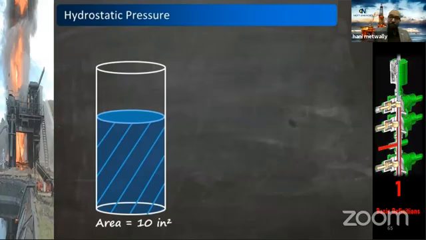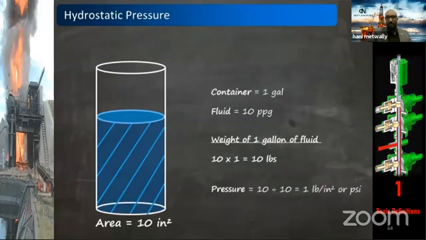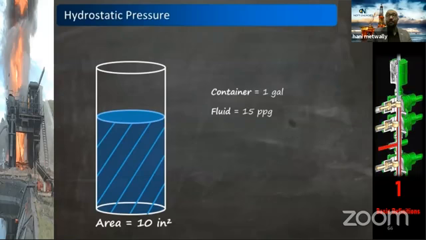Okay, we have another example. Remember, first example, we have fluid density 10 ppg. Let's talk about fluid density 15 ppg. So in this case, we increased the fluid density. We need to learn what is the effect of the increasing of the fluid density on the pressure.